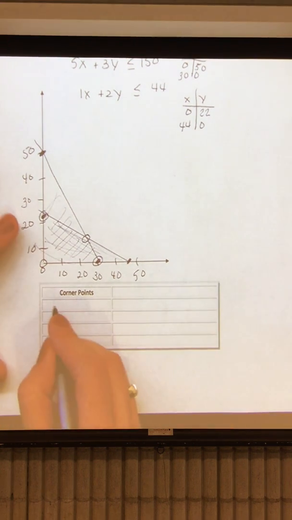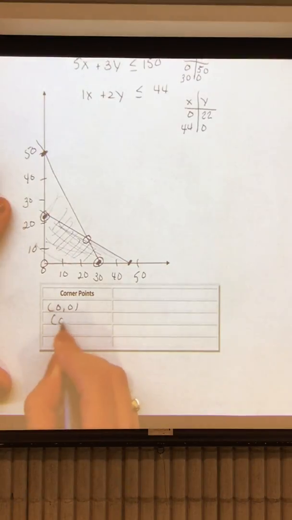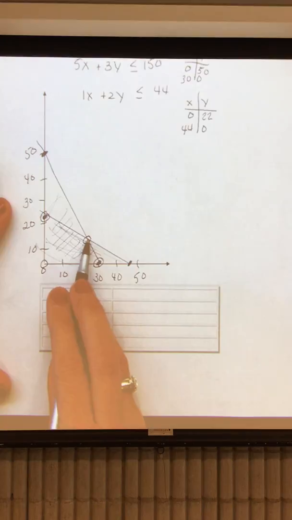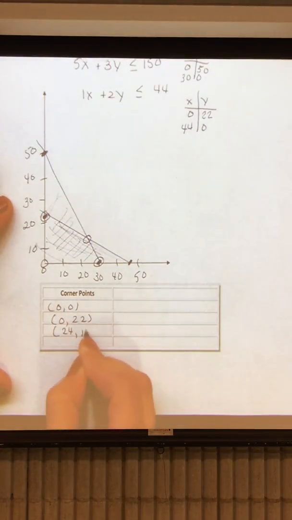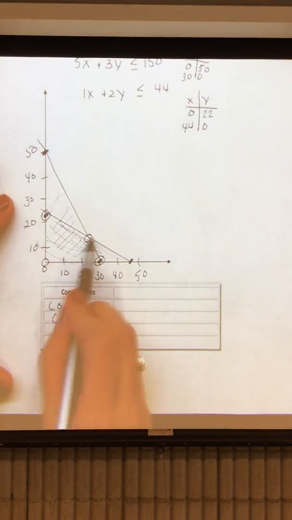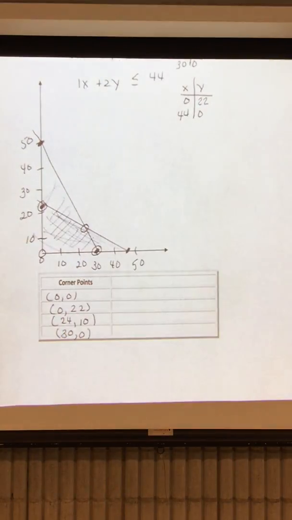Our first corner point is 0, 0. Our second corner point is 0, 22. Our third corner point, again, that point of intersection, is 24, 10. And our fourth corner point is 30, 0. Again, make sure you solve this corner by either elimination or substitution.